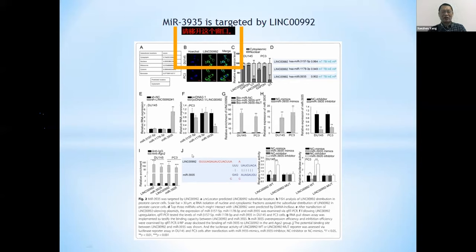And in picture G, using bioinformatics, we found the potential binding site of the first gene and the second gene. Here we did the luciferase assay to detect if the first gene and the second gene had some relationship with each other. And the result was positive. The first gene, linc00992, and the second gene, microRNA 3935, had some inhibition relationship. See here, this bar was higher.